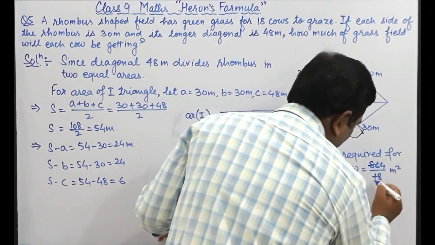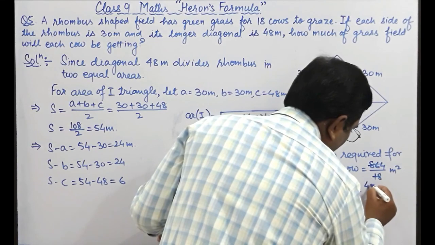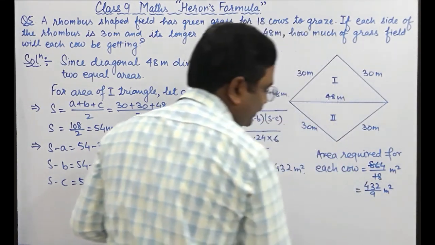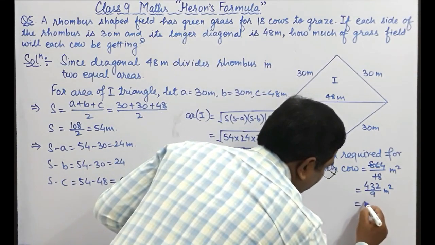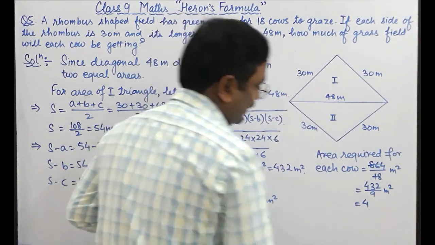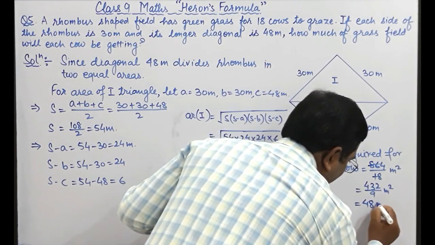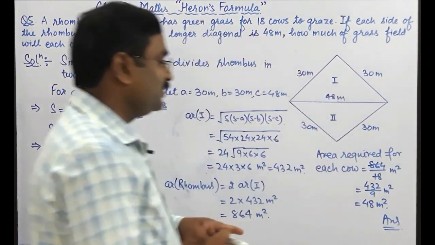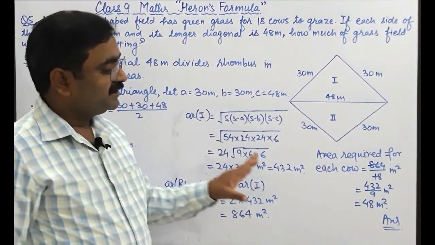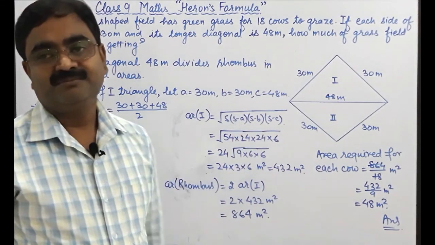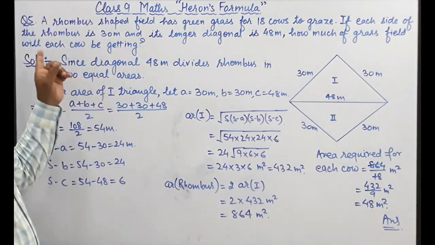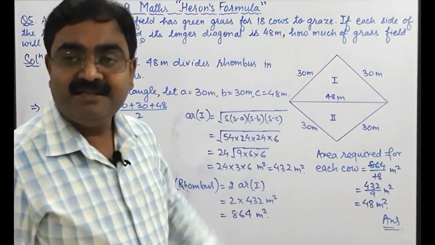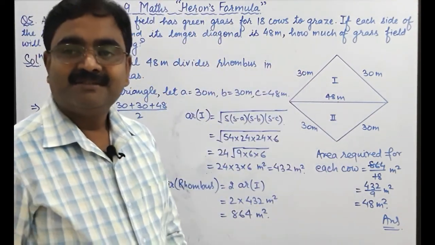So 2 4s are 8, 2 3s are 6, 2 9s are 18, meter square, again divided by 9. 9 4s are 36 and 9 8s are 72, which means 48 meters square is the area of the grass field required for one cow. That means one cow will graze 48 meters square of this green grass field, right?